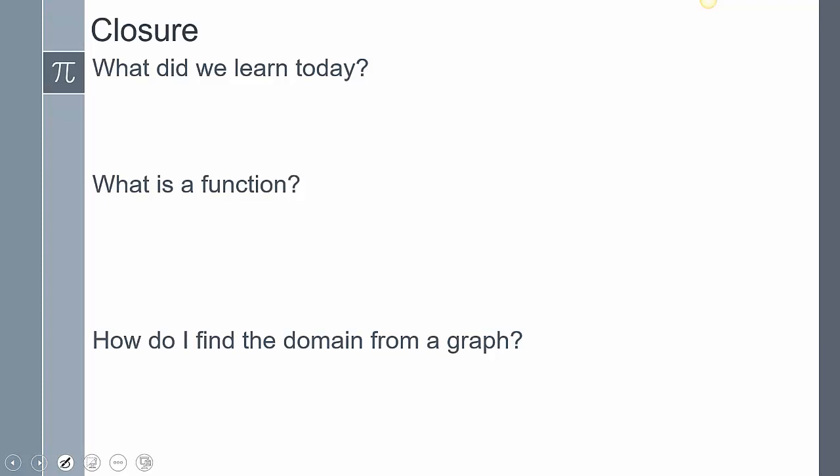Now, if there's anything else that you felt that you've learned, please do share. And then a couple of questions that I would like you to respond to: what is a function? So what was a definition that we may have used, or in your own words, what do you think a function represents? And then how do I find the domain from a graph? Even though I went through a process for how to find the domain from a graph, what did that look like to you? So maybe even put that in your own words.